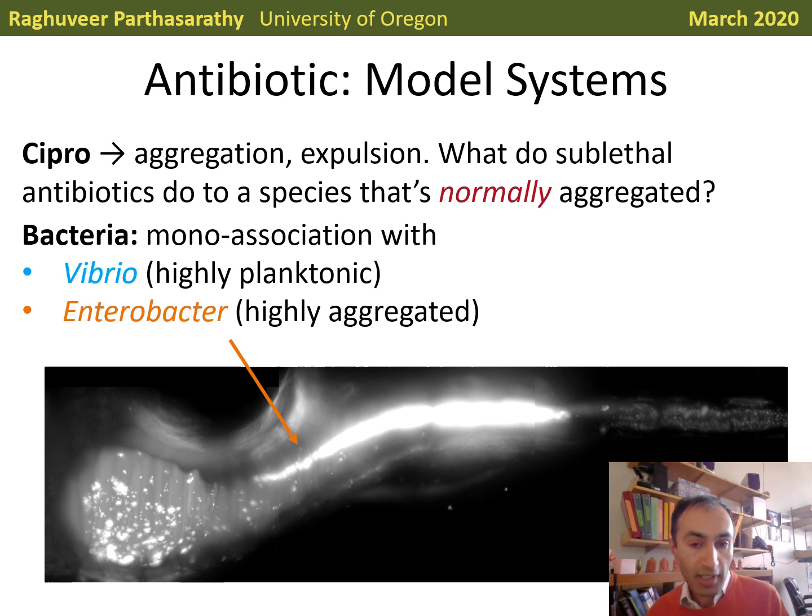So what happens in contrast if you look at a species that's normally already aggregated? What we guessed going into this is that they're already aggregated, so maybe antibiotics will have relatively little effect. It turned out we were quite wrong. The species we're looking at here is again a zebrafish native bacterium. This one is called Enterobacter, and it normally exists in very dense three-dimensional aggregates.